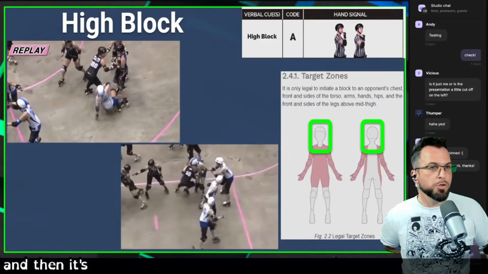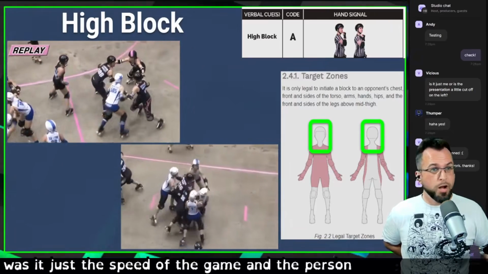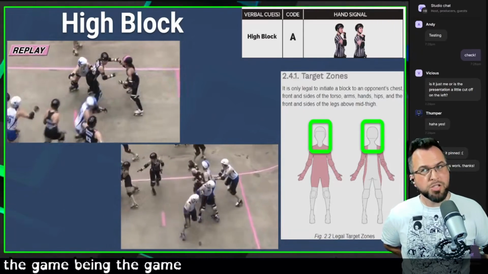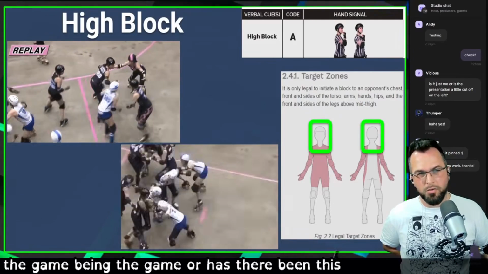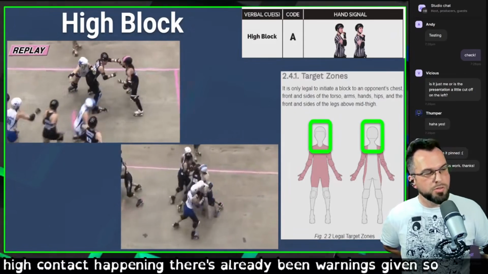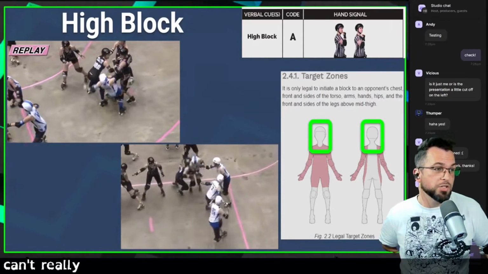And then it's up to the crew to determine, was it just the speed of the game and the person threw their shoulder where they were in that moment? It was just kind of like the game being the game. Or has there been this sort of trend of high contact happening? There's already been warnings given. So there's more things to take into consideration with it. So I can't really give you a solid answer, but possibly. It's mostly with that top one, though.